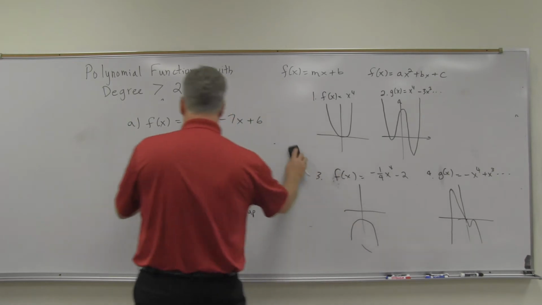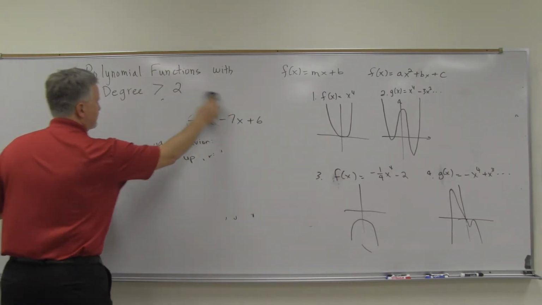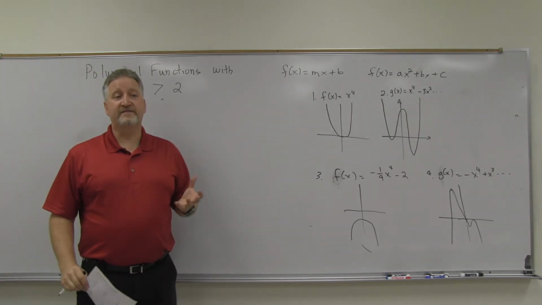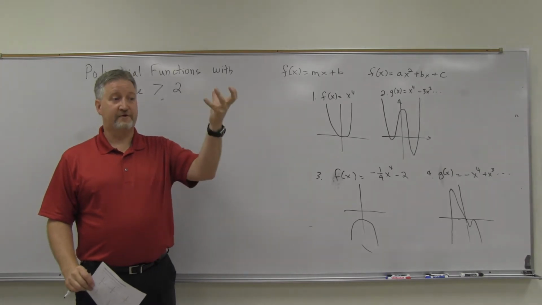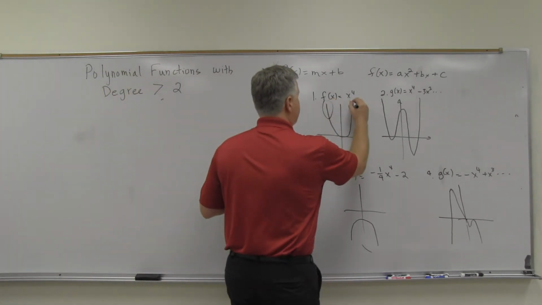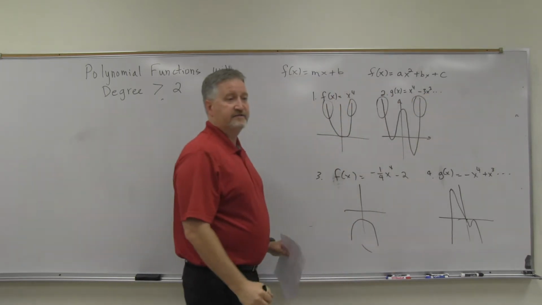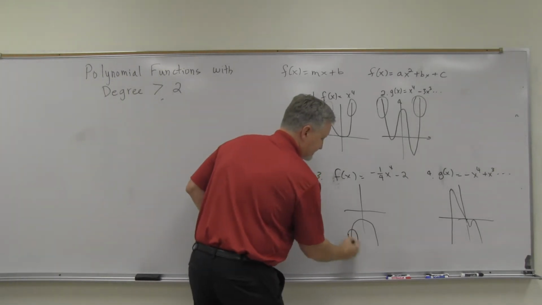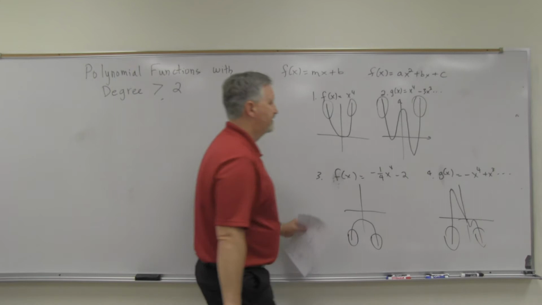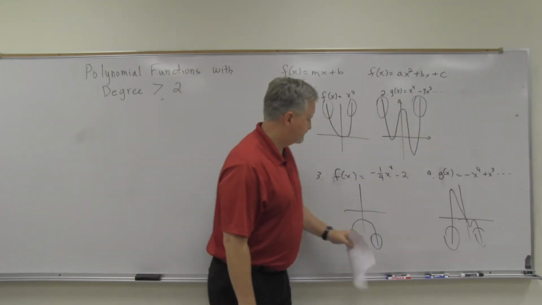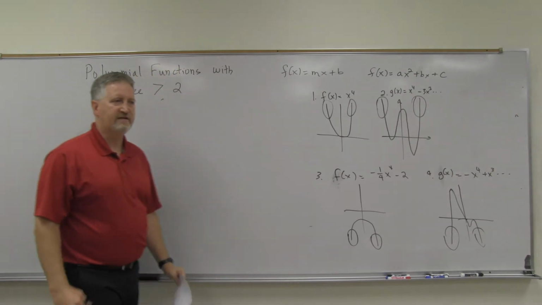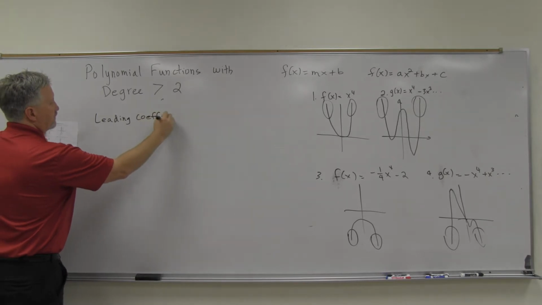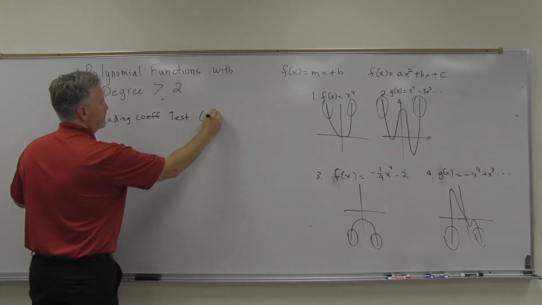So the leading coefficient test for 4th degree is very much the same as for the 3rd degree, except what do you notice about the ends here? Both ends are up or both ends are down. They don't alternate, they're the same in either case. And of course, it all depends on the A. If A is positive, they're both up. If A is negative, they're both down. That's the leading coefficient test for 4th degree polynomials.